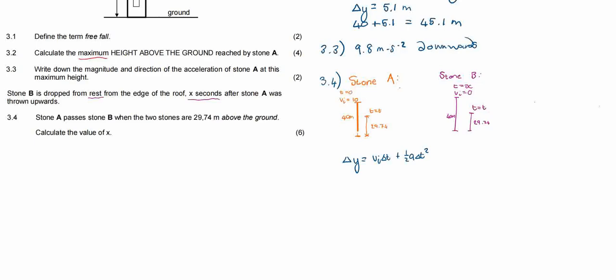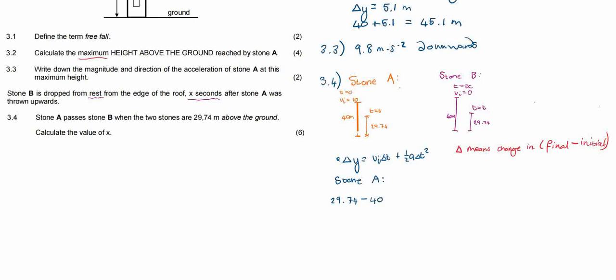And just a side note, delta, these triangles, symbol delta, means change in. And typically this is the final value minus the initial. Okay, well, now solving, we'll start with stone A. And substituting into this equation of motion, delta y is our final 29.74, I beg your pardon, minus our initial, which is 40.